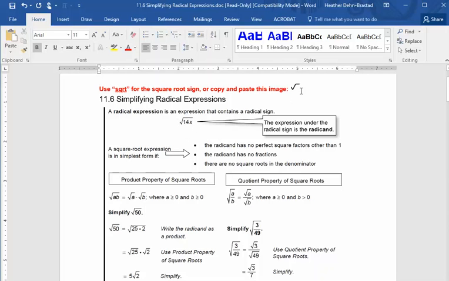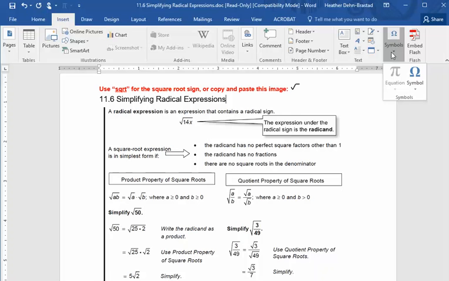the square root today. In order to do that, you can either copy and paste this little image, or you can go to Insert, Symbols, and find a square root. Let's see, here's one here. It's only the first part of the square root. Or you can just write SQRT for square root. That works well when you're typing.